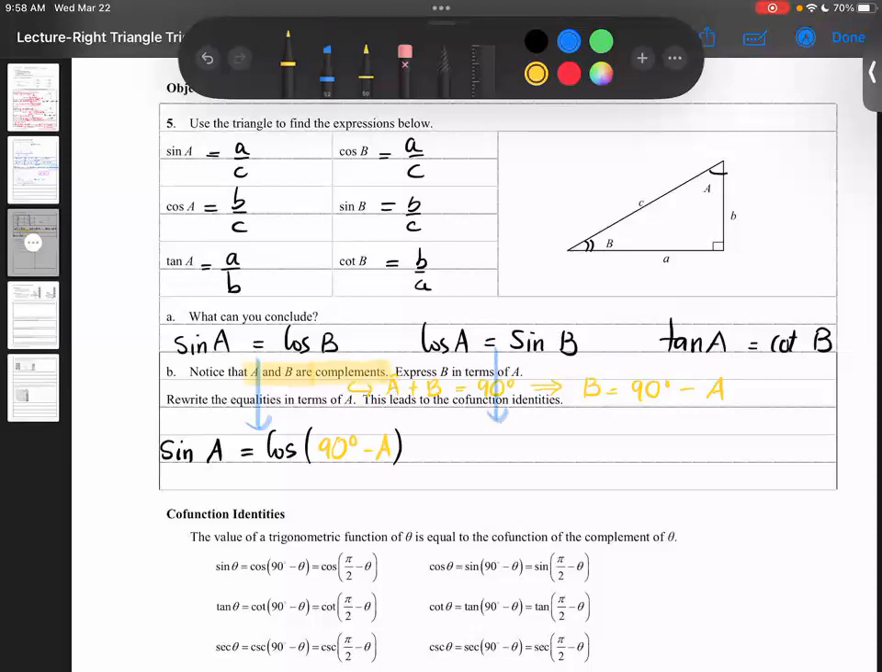Same thing with this one. I want to write in terms of A. Cosine A equals sine of B, which is 90 minus A. Last but not least, tangent A equals cotangent of 90 degree minus A.